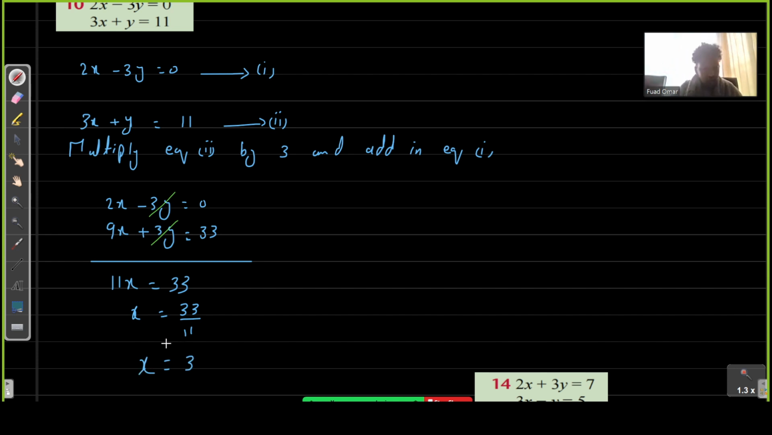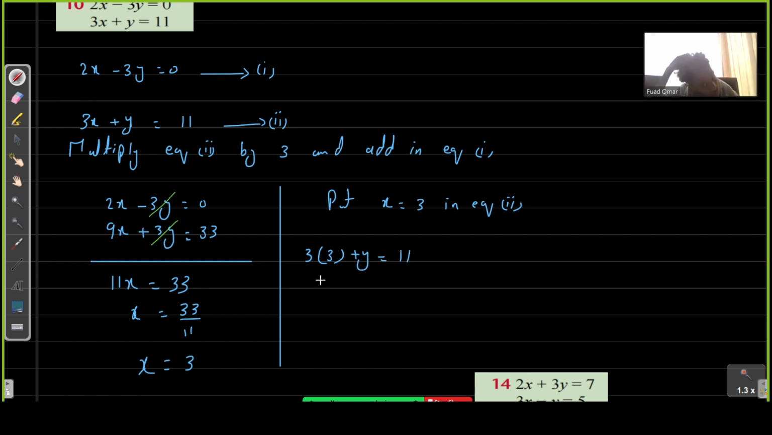So now I can put x is equal to 3 in any of the equations, whether in equation number 1 or equation number 2. I'm going to put x is equal to 3 in equation 2. So here we have 3 times 3 plus y is equal to 11. So 3 times 3 is 9 plus y is equal to 11. So y is equal to 11 minus 9, which is equal to 2.